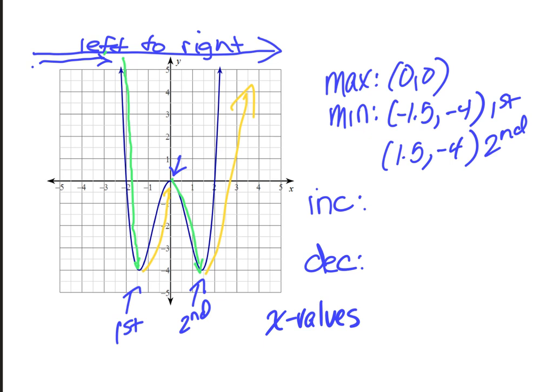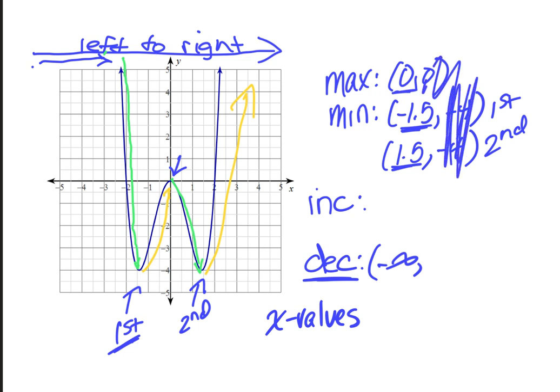So we'll do decreasing first because that's first on the graph. The green is your decreasing. We're going to start from negative infinity and go down to this first minimum. When we're doing these, we only want to look at the x values. For increasing and decreasing, we can just pretend the y values don't exist and literally just look at the x values. So I'm going to the first minimum, and that's negative 1.5.